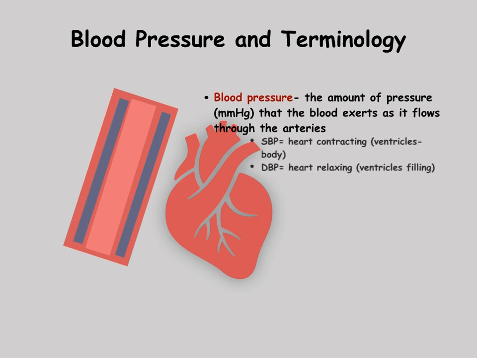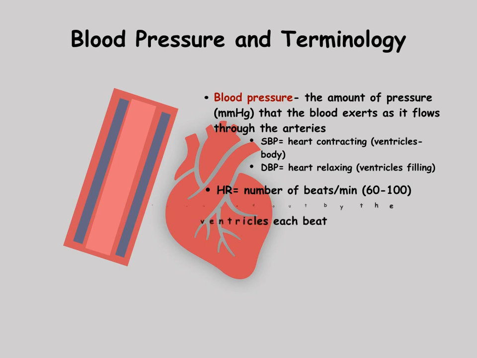the arteries. Systolic blood pressure, or the top number, is the heart contracting. Blood flows from the ventricles to the body. Diastolic blood pressure, or the bottom number, is the heart relaxing as the ventricles are filling. Heart rate is the number of beats per minute. A healthy adult has anywhere between 60 and 100 beats per minute.